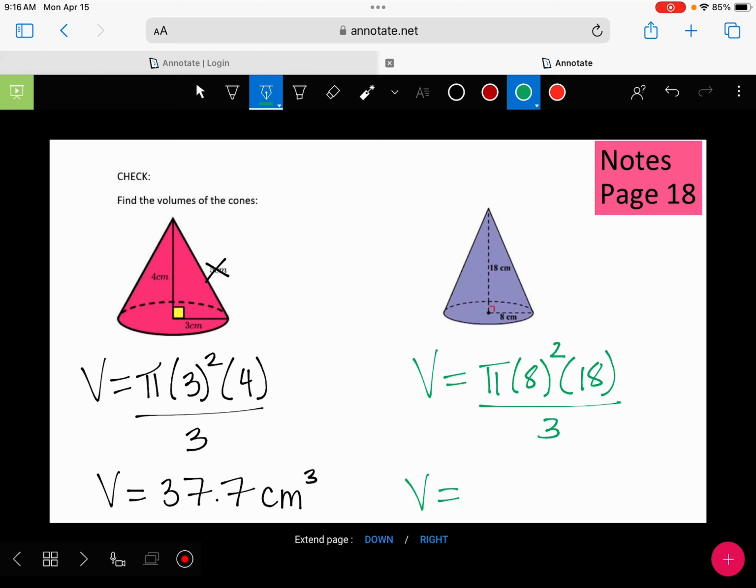So it's like a cone is the same as a cylinder, except we have to divide it by 3.